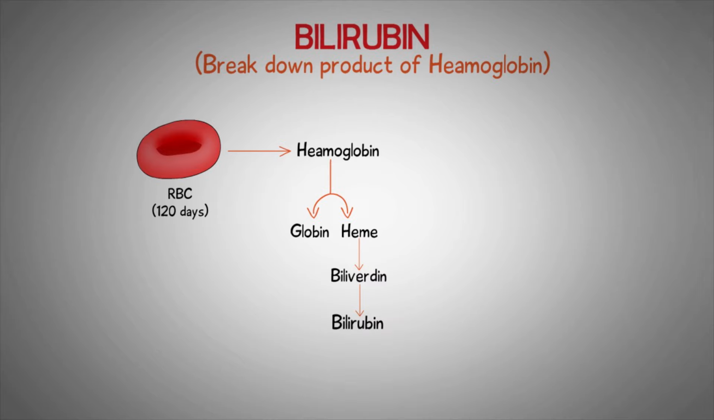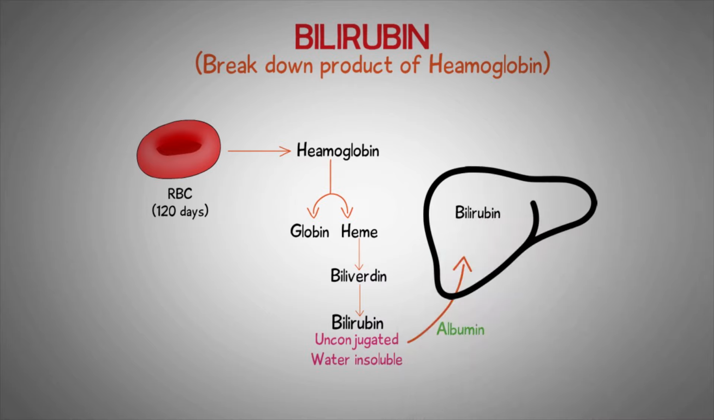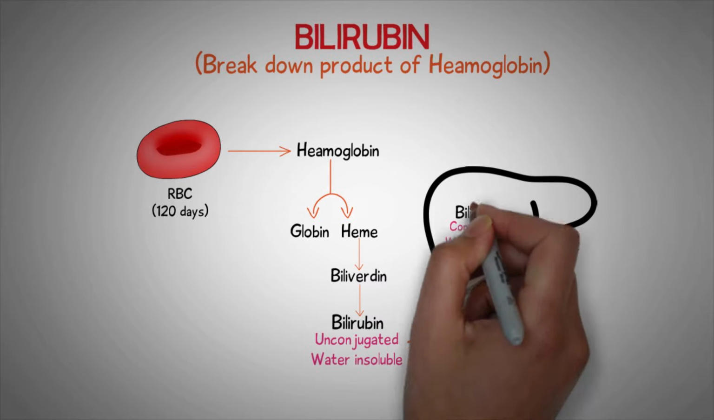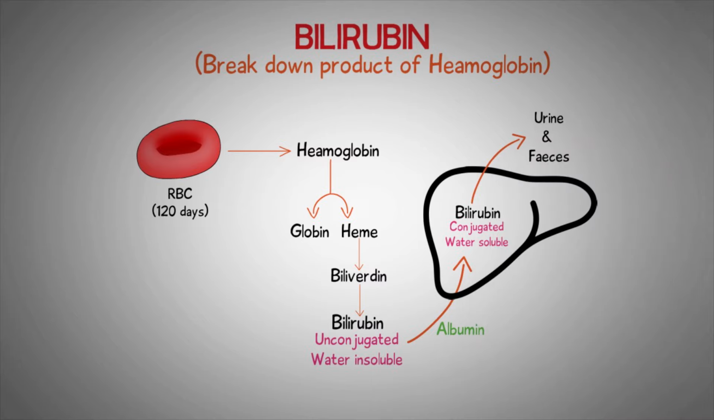This bilirubin is of unconjugated form, also referred to as indirect form, which is insoluble in water, so it binds with the albumin and is then transported to the liver. In the liver, bilirubin is converted into conjugated form, which is water soluble and can be excreted easily through the urine or feces.